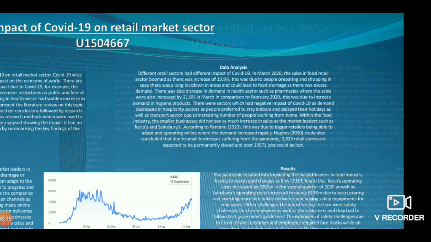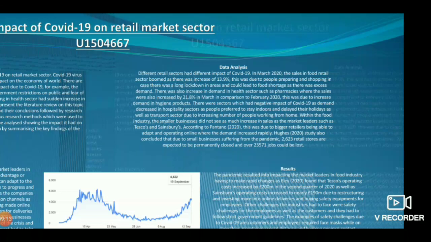Within the food industry, the smaller businesses did not see as much increase in sales as the market leaders such as Tesco's and Sainsbury's. According to a Pentano study, this was due to bigger retailers being able to adapt more quickly and operate online, as the demand increased rapidly online, and small businesses do not operate online as much as the bigger businesses do. So they did not see as much change as the bigger businesses did.